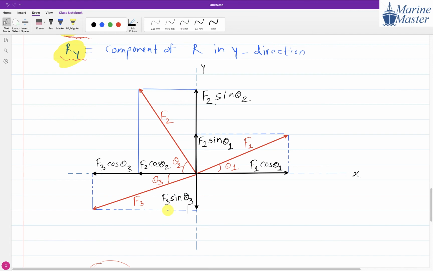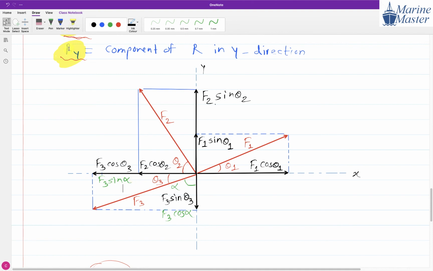Sir, but you are saying opposite to the theta. Which side is opposite? This line will become adjacent to the theta, and this is opposite to the theta, no sir? Okay, I will clear your doubt. Suppose we assume this angle as alpha. Then this component will become F3 cos alpha, and this component will become F3 sin alpha. Is your doubt clear now?